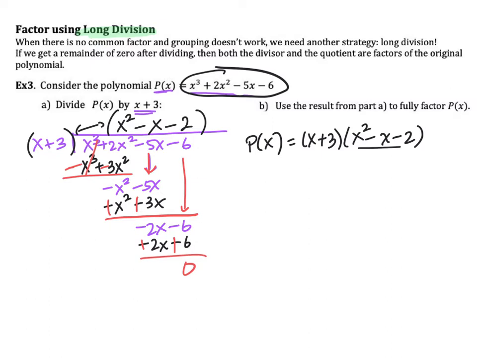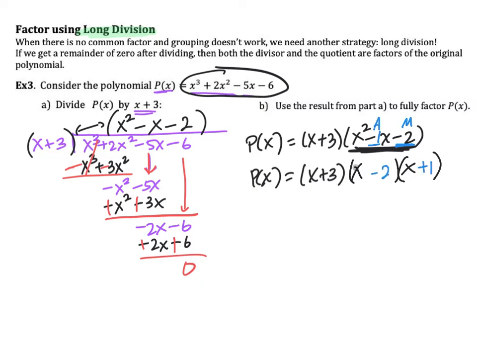So now I can just go ahead and continue to factor by taking this underlined portion and factoring by grouping. Oops, that's not what I wanted to do, sorry. What two numbers multiply to give me negative 2, but add to give me negative 1? Hopefully you're saying negative 2 and plus 1. So this is my final answer.